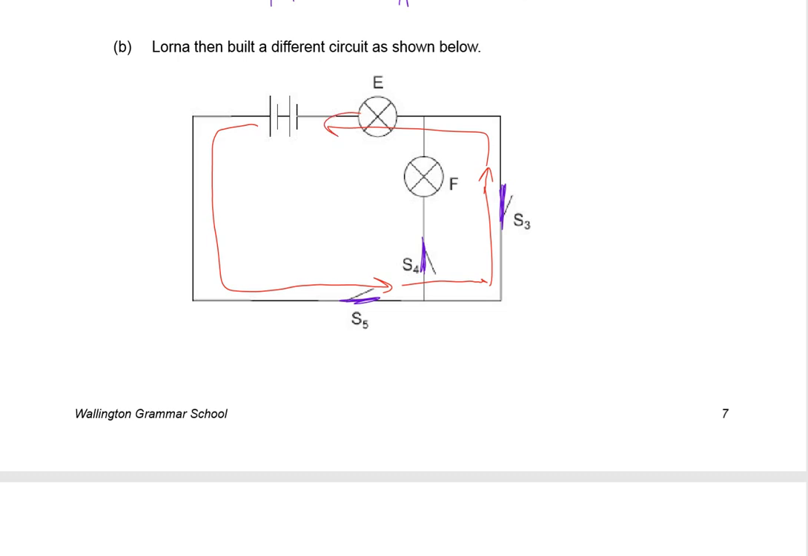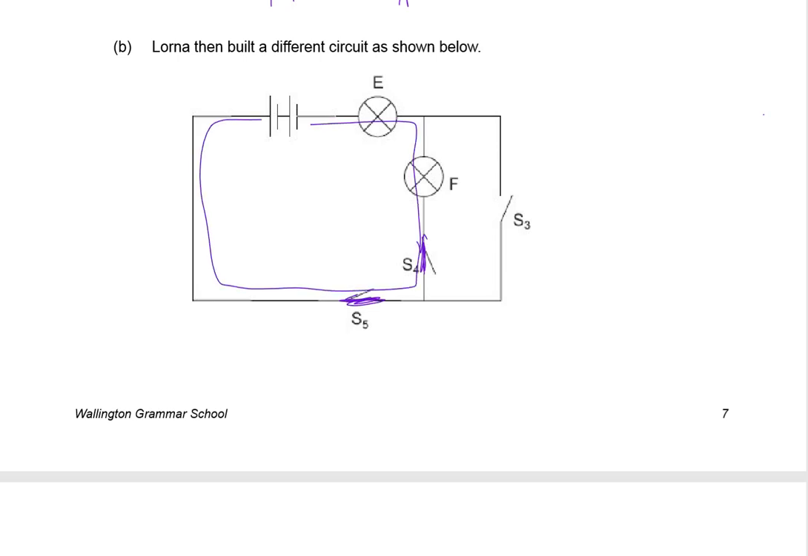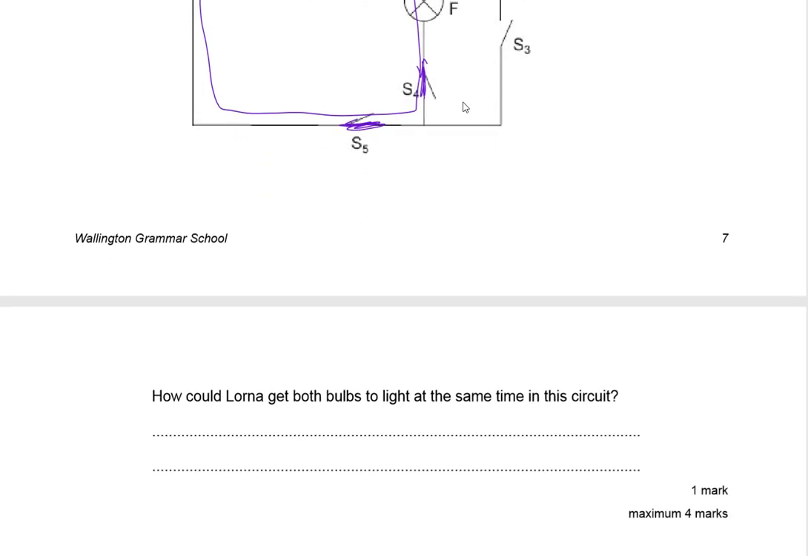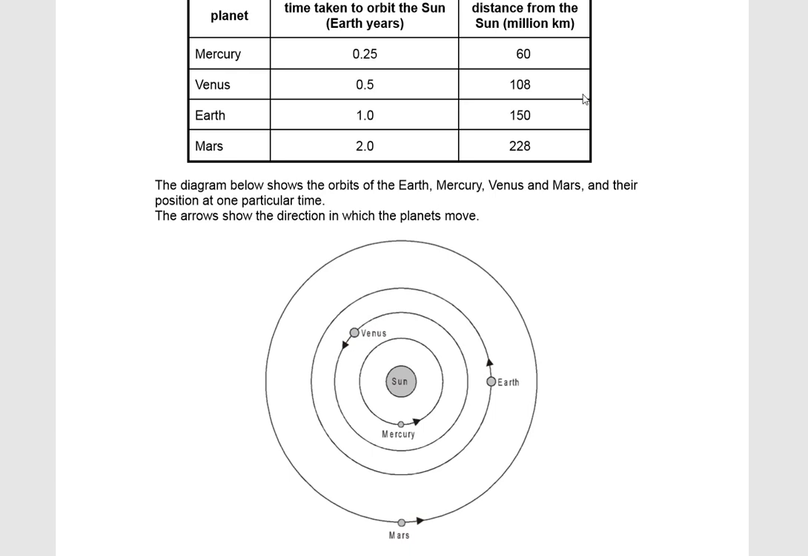So therefore, we want this to close, this to close. So therefore, current goes like this. Therefore, S5 and S4 must be closed, and then S3 open. Alright, so therefore this will work. Okay, and this is a nice one.